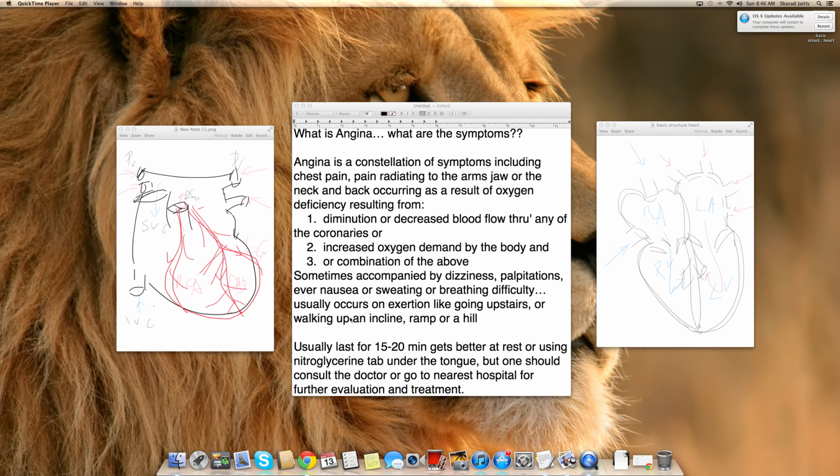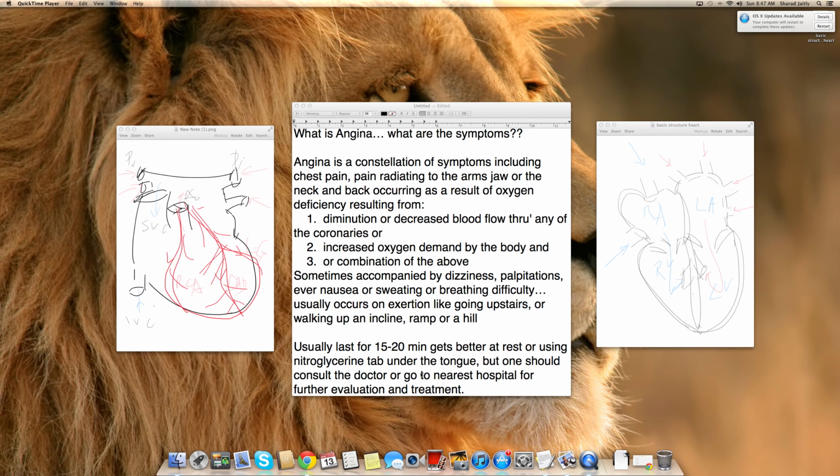Usually occurs on exertion, seldom occurs at rest. If it occurs at rest, that's a very, very serious issue. Then you should go to the doctor within a few minutes. But usually occurs on exertion, like going upstairs or walking up an incline, a ramp, or a hill. That's what the person will define or tell you. It lasts about 15 to 20 minutes, gets better at rest. Obviously, you're exerting, so it gets better at rest.